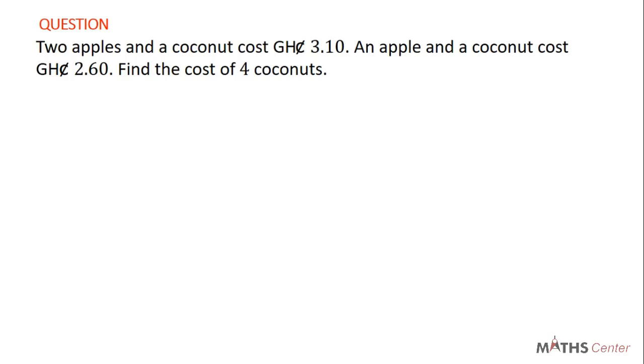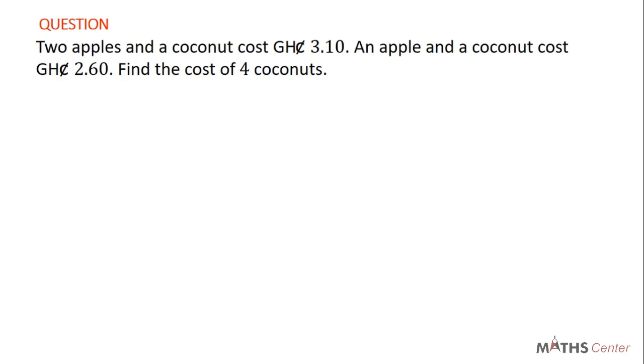In order to find the cost of 4 coconuts, we need the cost of 1 coconut. There are two quantities in this question, coconuts and apples. So we will need the cost of an apple and the cost of a coconut, so that with that we can find the cost of 1 coconut. Then you multiply that by 4 in order to get the cost of 4 coconuts. So the unknowns in this question are 1, the cost of 1 coconut, and 2, the cost of 1 apple.